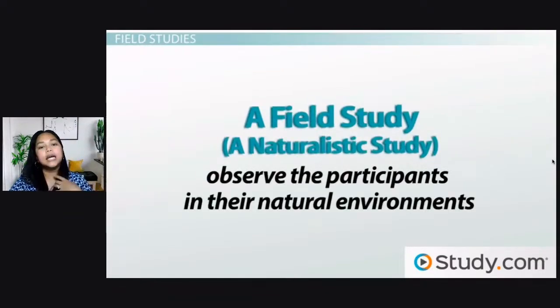A field study is one that you also call a naturalistic study. You observe the participants in their natural environments. Titingnan mo sila, i-observe mo sila, you study them in their natural environment. Usually yung mga immersion types of research, you would go to different societies, different areas in your community, and you try to study people in their natural environment. You'd call that field study.